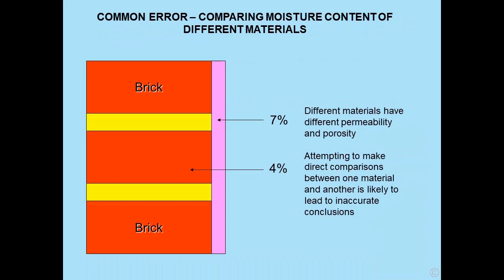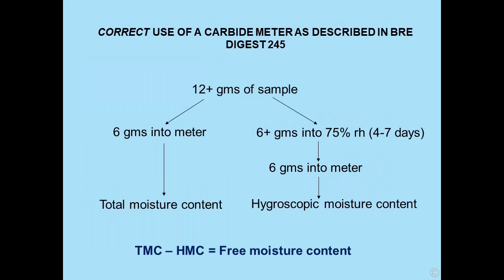And the other error that you can make comparing different moisture contents of different materials is quite simply, we've seen this before in one of the earlier modules, different materials have different permeability and porosity, and there's our example of 7% in plaster, 4% in the brick, and if one is attempting to make those sort of comparisons, they can really lead to misleading results and inaccurate conclusions. However, all is not lost.